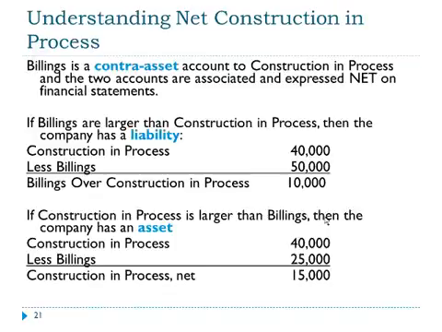Let's take a look a little more deeply at this billings account. Billings is the contra asset account to construction in process, and the two accounts are associated and expressed net on the financial statements. If billings are larger than construction in process, like we have in this example, then the company has a liability of billings over construction in process. If construction in process is larger than billings, then the company has an asset. Here, let me make up some numbers. If we have construction in process of $40,000, but we had only billed $25,000, then the net construction in process would be $15,000. That $15,000 would be a current asset showing up on the balance sheet.